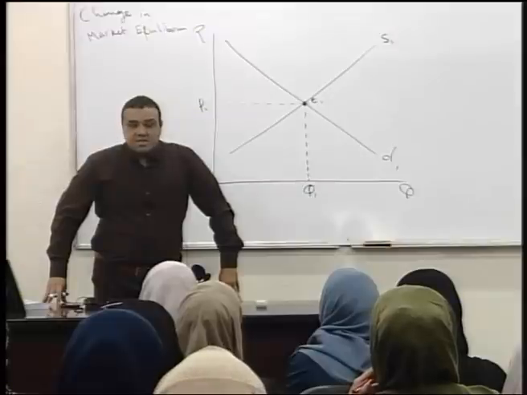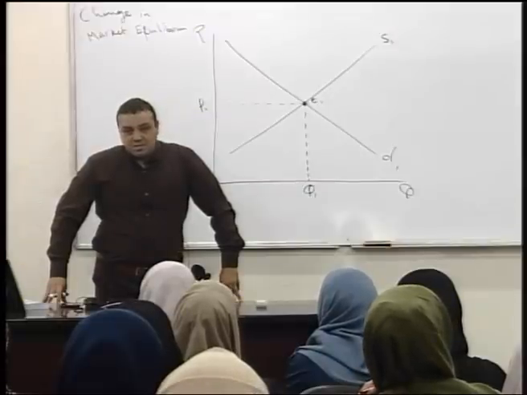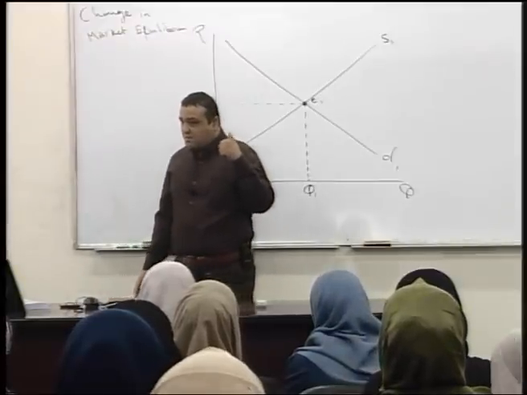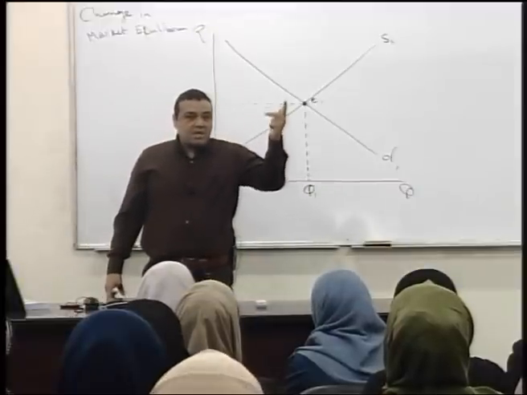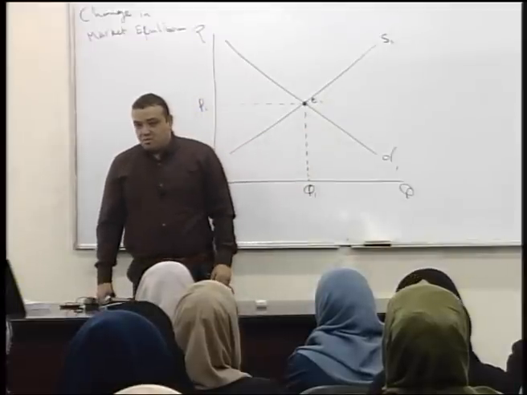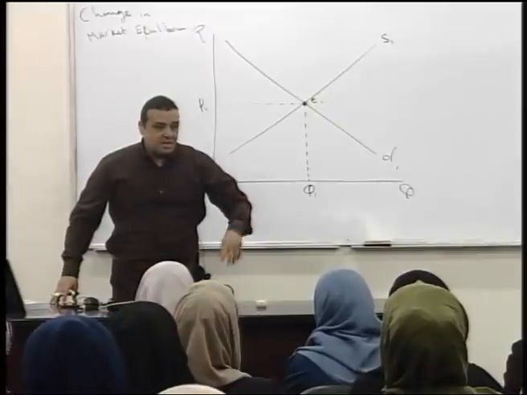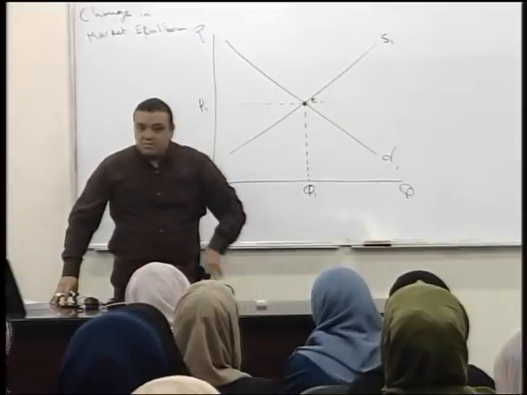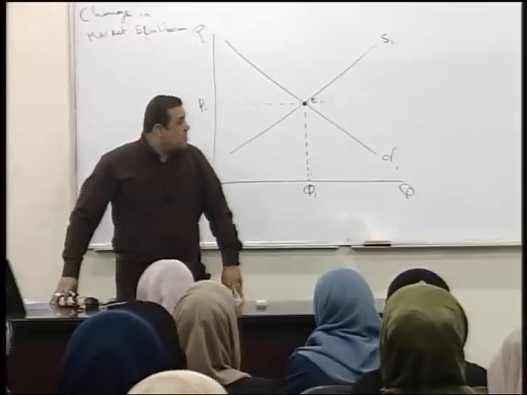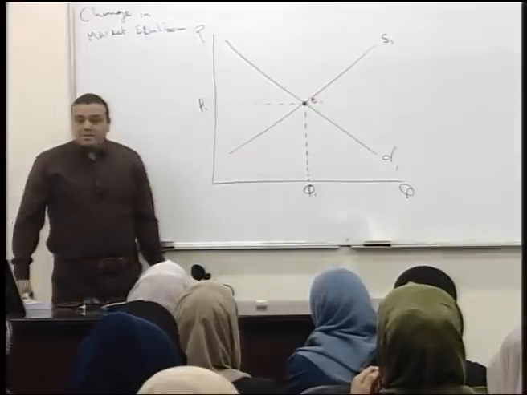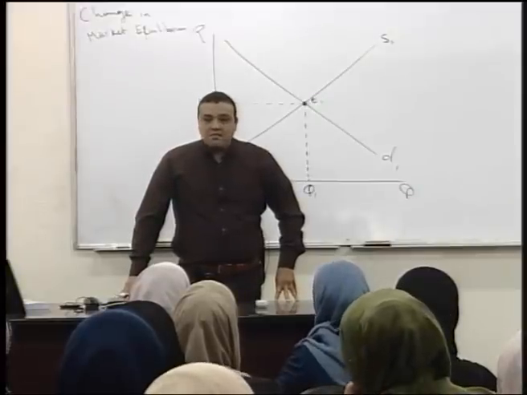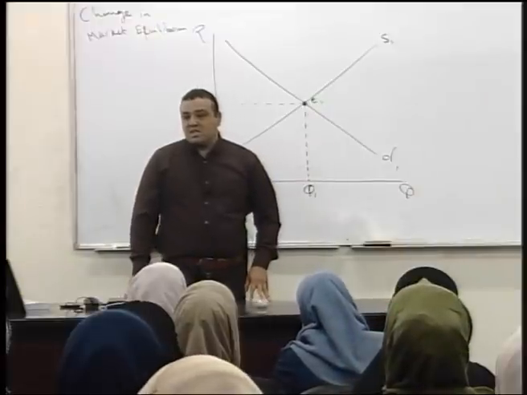If you remember, we studied the demand determinants and supply determinants. The demand determinants include the number of consumers or population, the consumer's income, taste and preferences, the price of other related goods, and expectations for future prices and future income. Now, let's study what will happen to the equilibrium price and equilibrium quantity if the population increases.